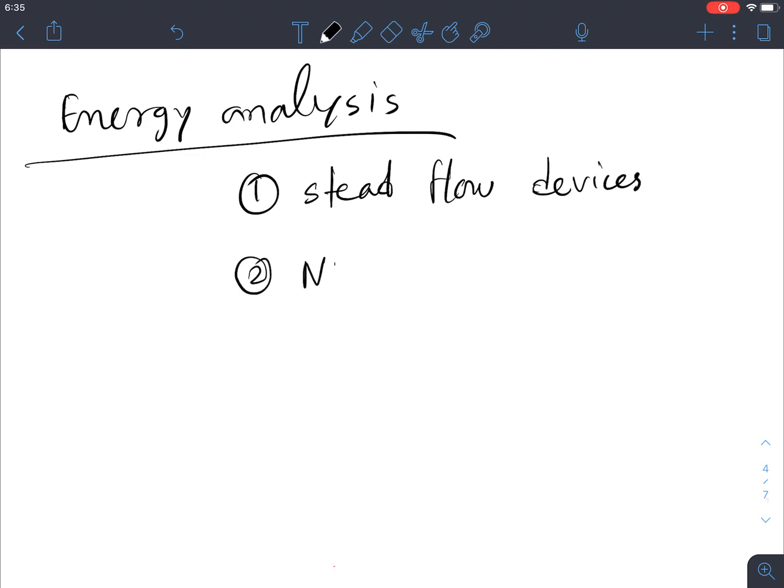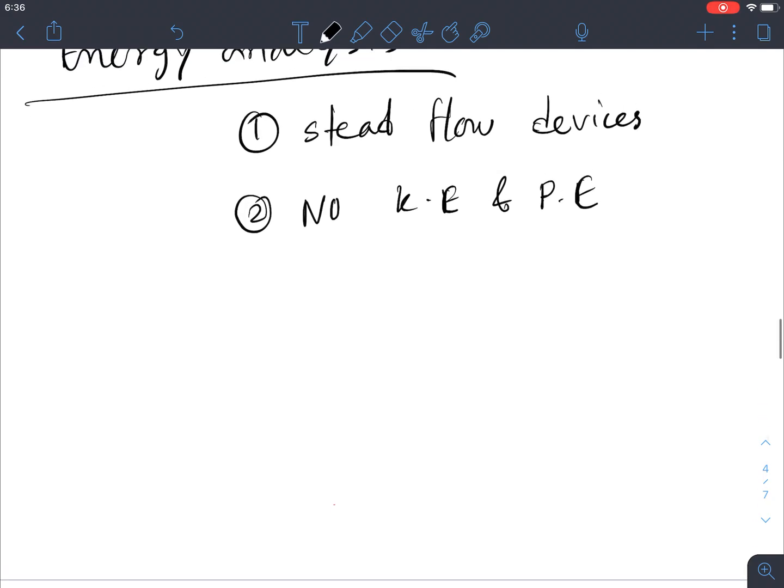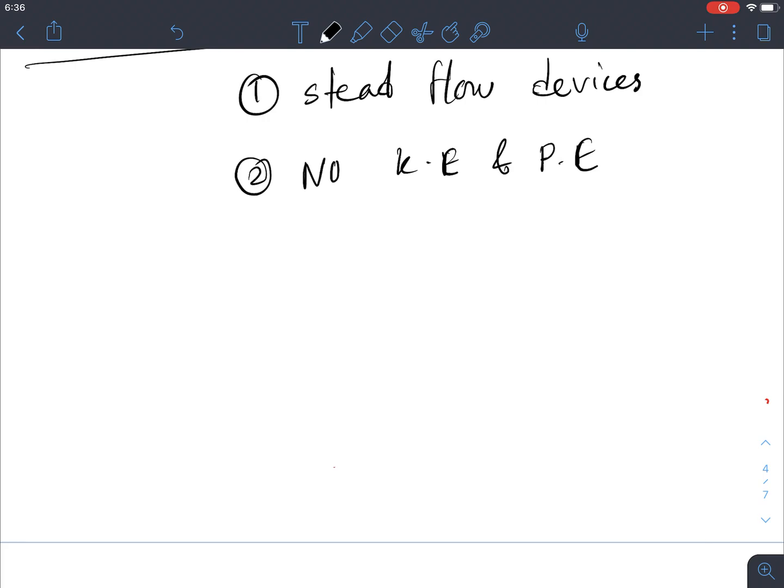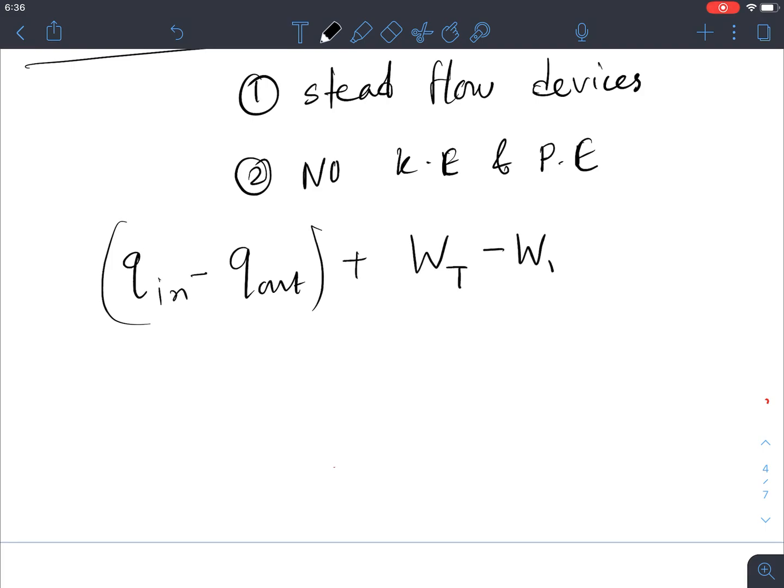Number two, it's basically no kinetic energy and potential energy of the working fluid, right? So those are the assumptions. Now if we do the energy analysis, then we'll see what the incoming energy is. Basically Q in minus Q out, plus W turbine minus W pump, is nothing but the change in the enthalpy of the working fluid, which is the enthalpy at the exit and the enthalpy at the initial condition, right?